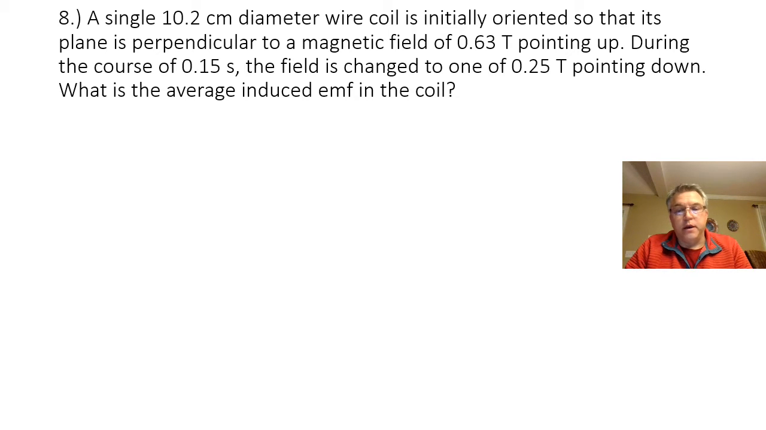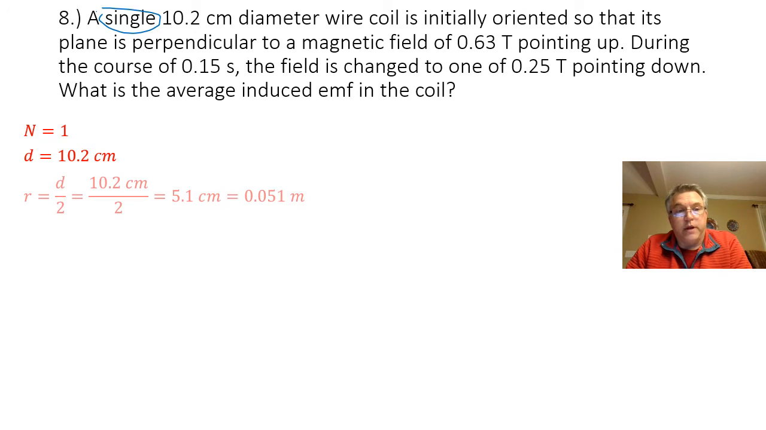So again, my number of turns is going to be 1 because I have a single loop of wire. My diameter is 10.2 centimeters, and once again, I know I'm going to need to find the radius. So the radius is going to be half of the diameter, and that is 5.1 centimeters. And when I convert that to meters, I will have a radius of 0.051 meters.